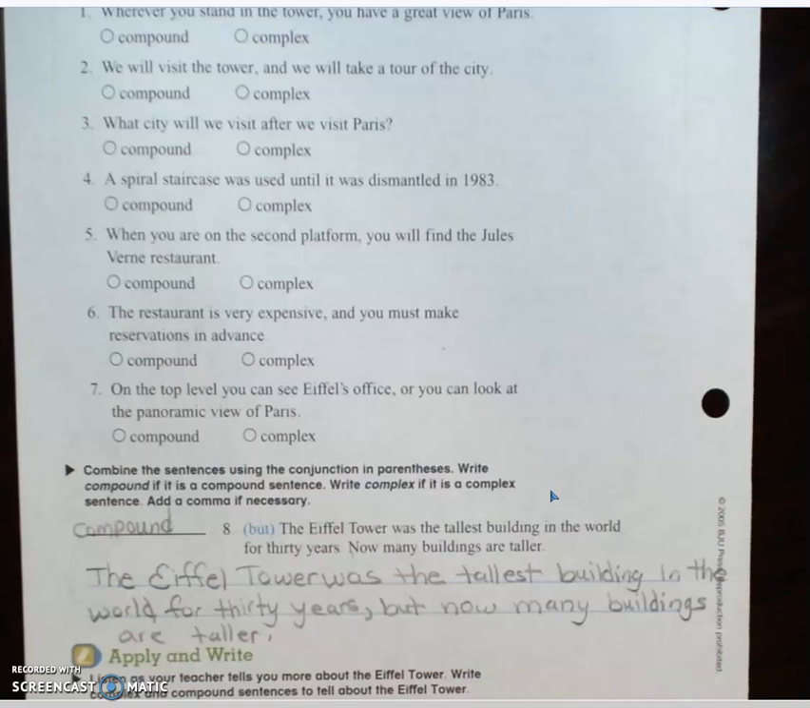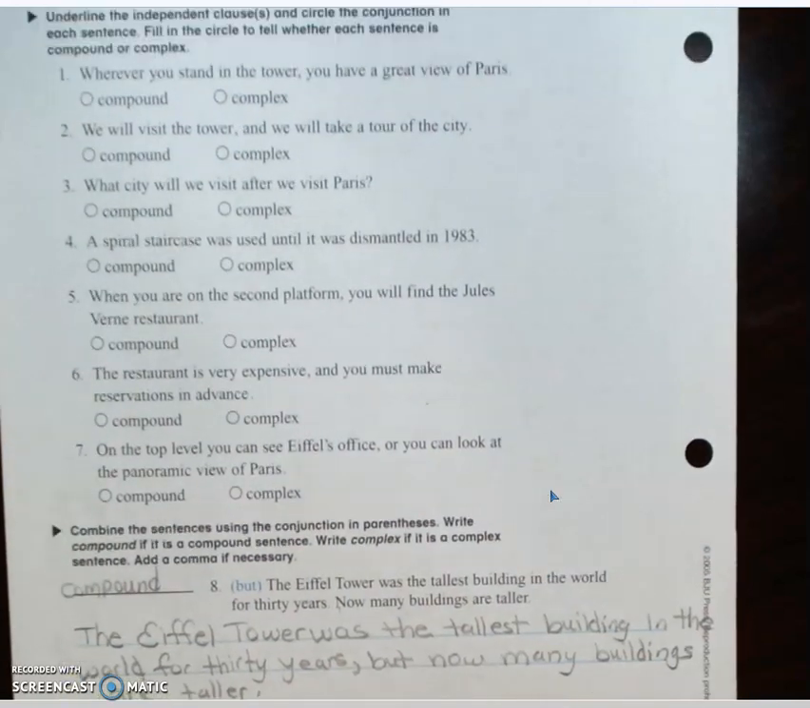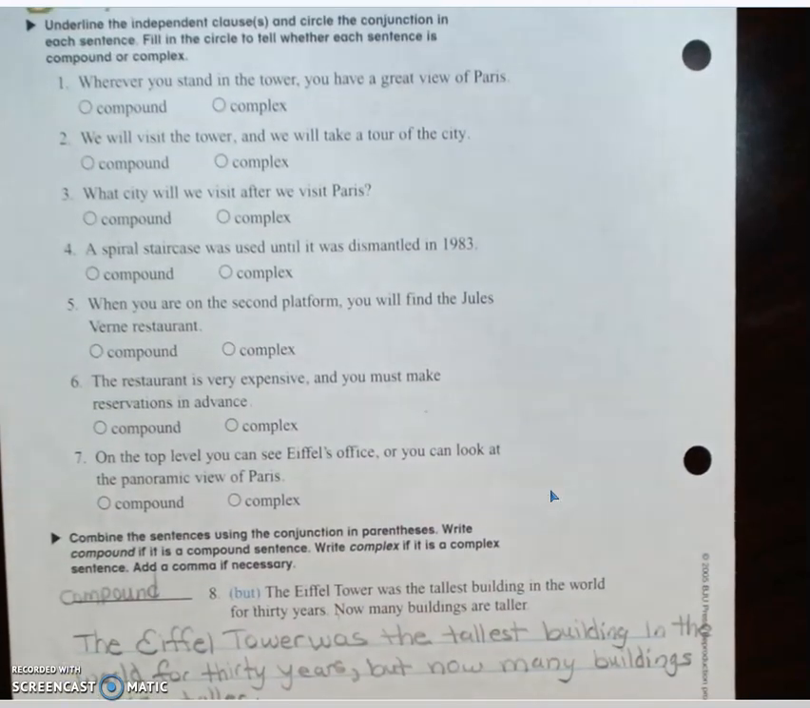Okay, so you do not have to do the apply and write, but you have to complete sections, numbers 1 through 7 up above. I hope this helps.